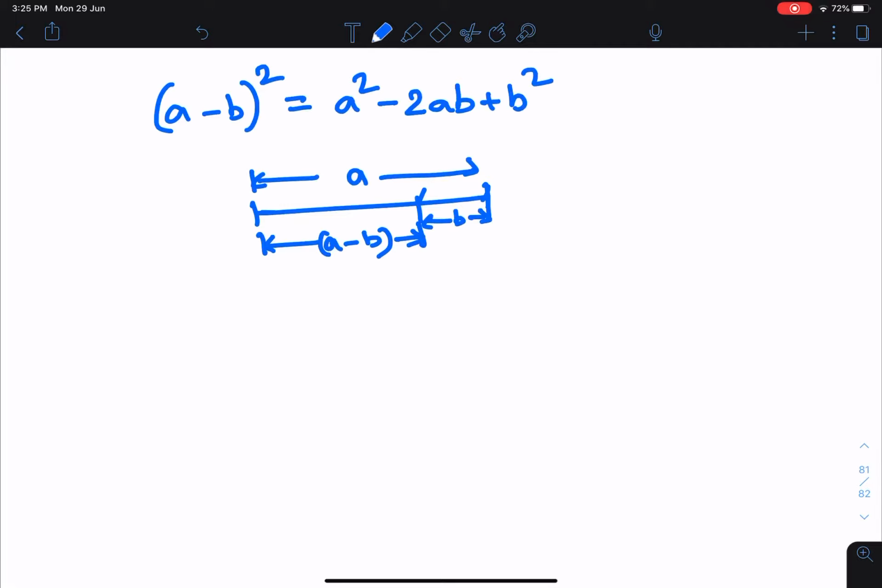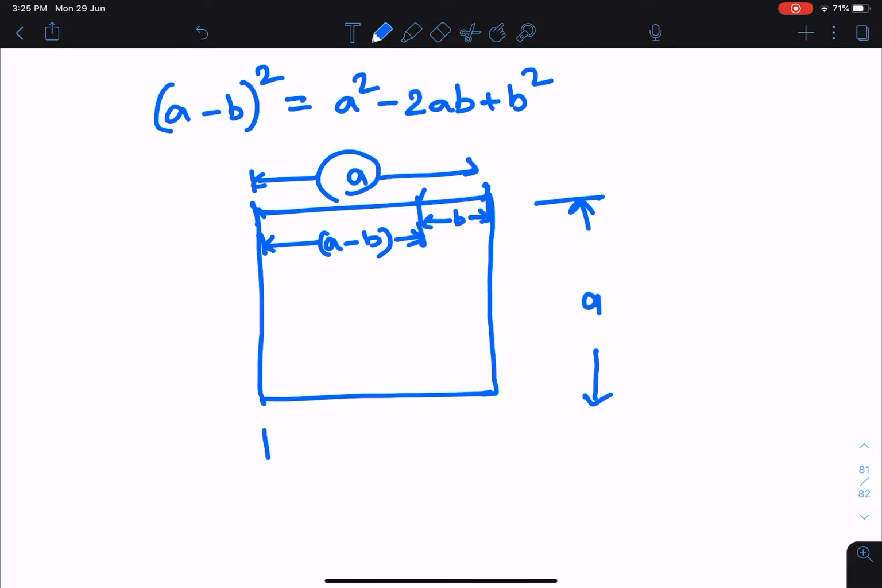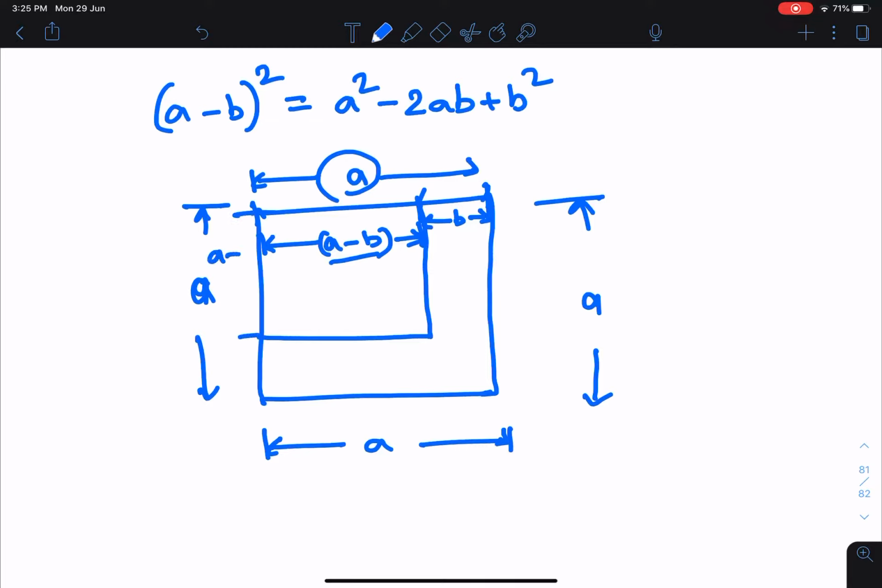Okay, now let's draw one square with the side length equal to a. So the total thing will be a here. Okay, the same will go here, the same will go here. Okay, so the total is my a. And then in the next phase, let's draw one square with each side a minus b. So that can be done, right? So this is my second square, and this length is a minus b.